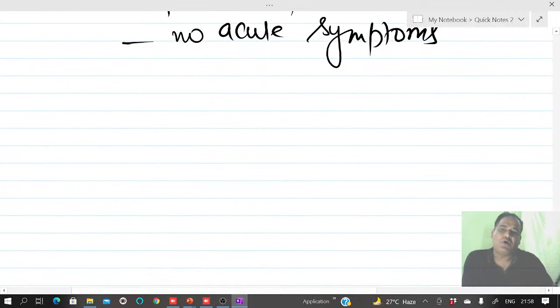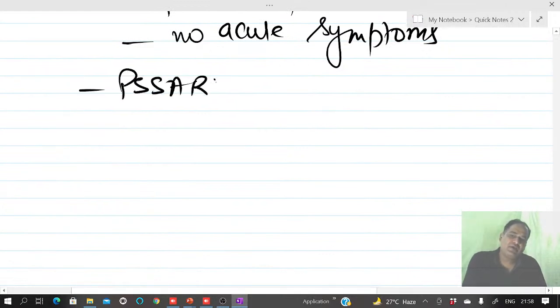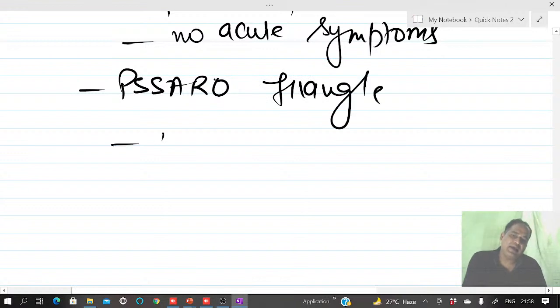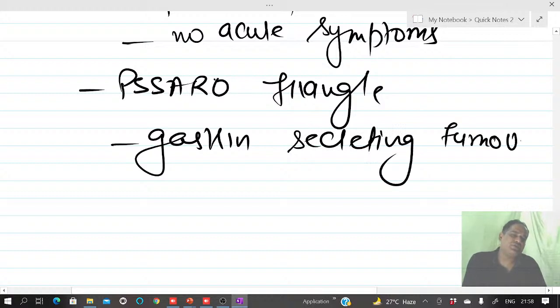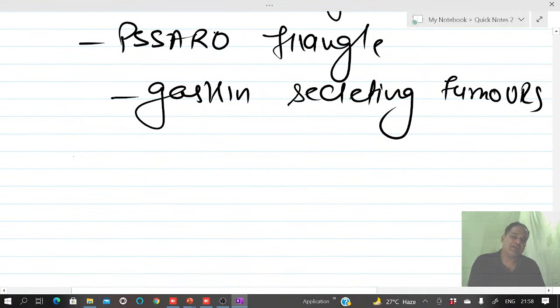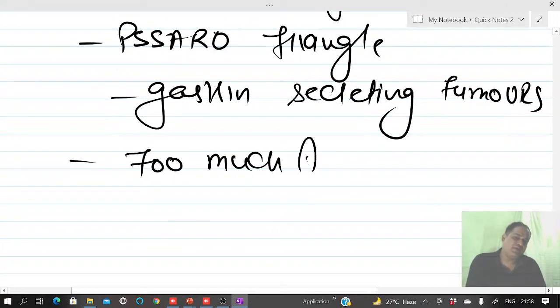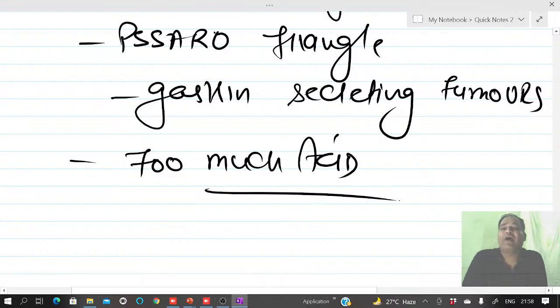Zollinger-Ellison syndrome is commonly seen in the gastrinoma triangle. They are gastrin-secreting tumors. Gastrin is a hormone which causes increased acid secretion, so there will be too much acid. They are seen around the duodenum and in the pancreas. They'll keep on secreting acid. You do the truncal vagotomy, even then your patient will have ulcers. At that time your doubt goes towards gastrinoma, and they can be malignant also.